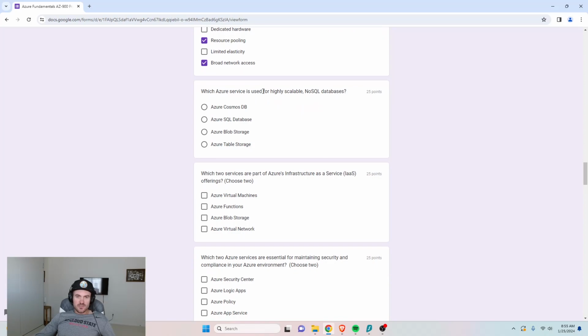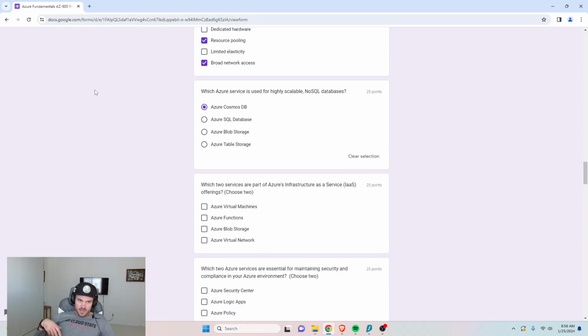Which Azure service is used for highly scalable NoSQL databases? Okay, well, we already talked about Cosmos DB being the primary NoSQL database offering from Azure, so that's looking good. SQL Database is not used for NoSQL, it's used for SQL. Blob storage is unstructured data, and then Table storage, technically, is used for NoSQL type storage. However, Cosmos DB is going to be much more scalable. So I'm going to go with Cosmos DB because, again, that to me is the better of two answers.